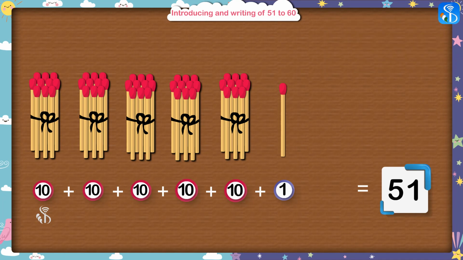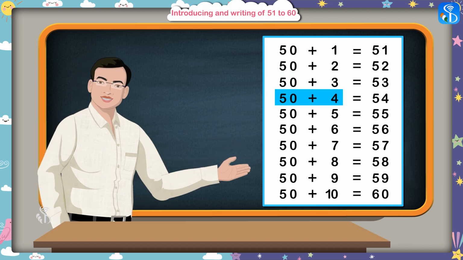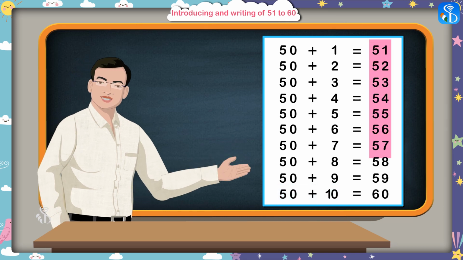I am going to add one more matchstick to these. Together they will make 52. In this way, if we go on adding 3, 4, 5, 6, 7, 8, 9, 10 sticks to 5 bundles, we can make the numbers after 51.